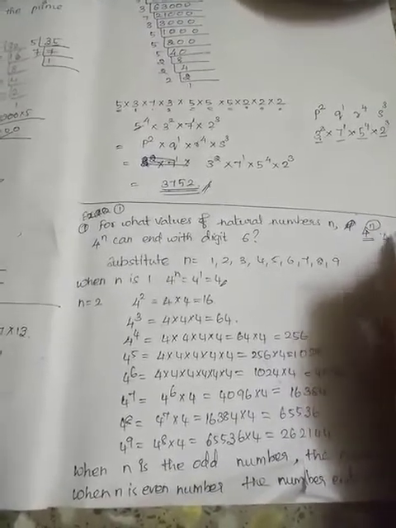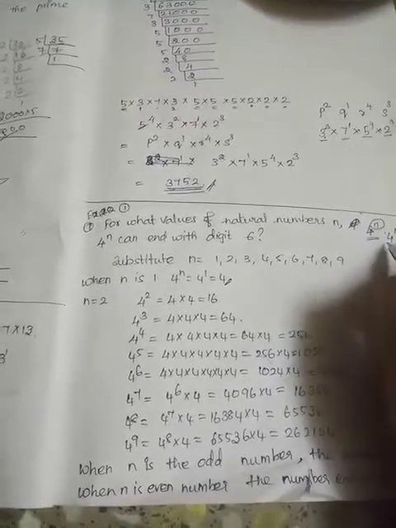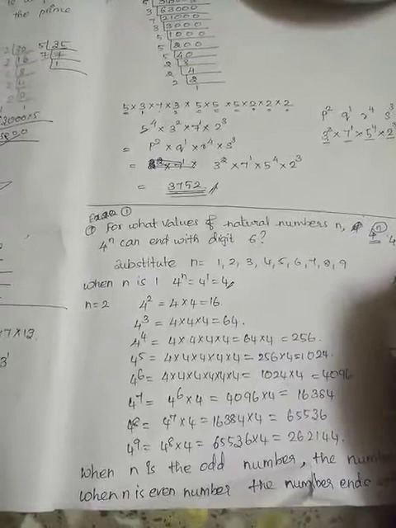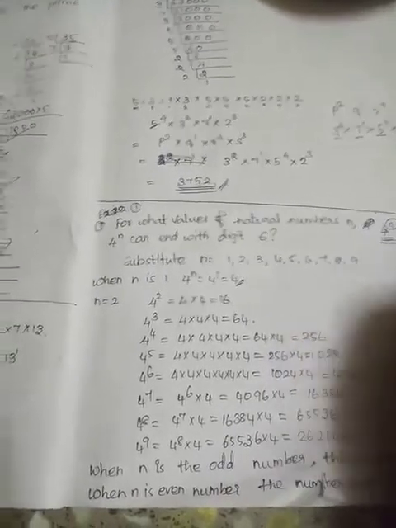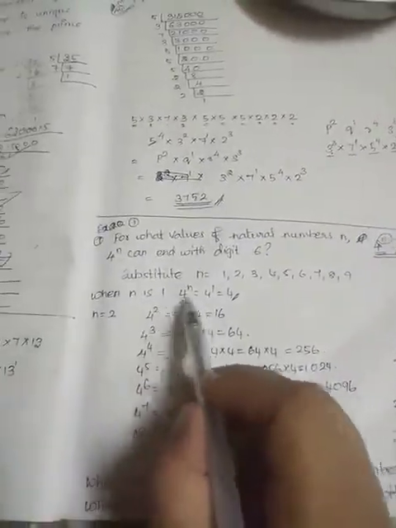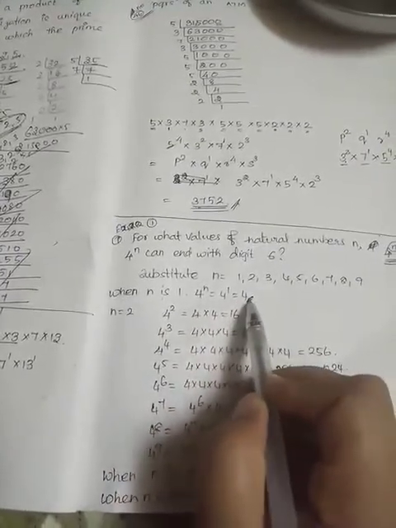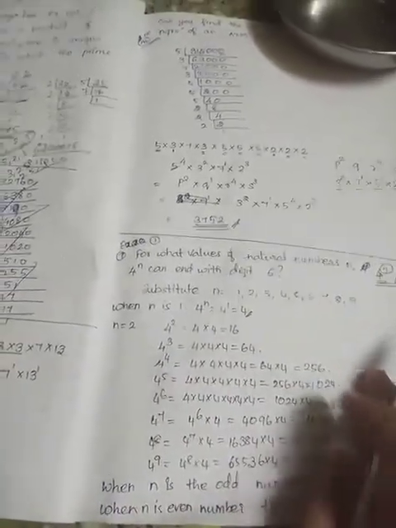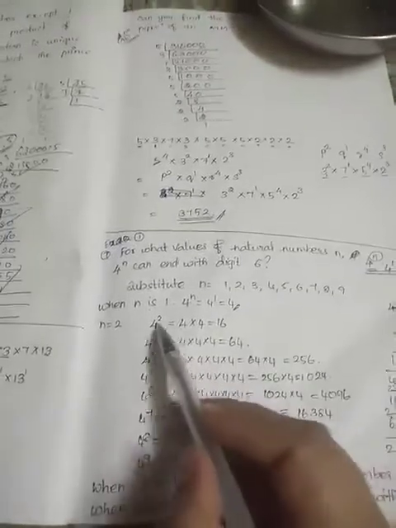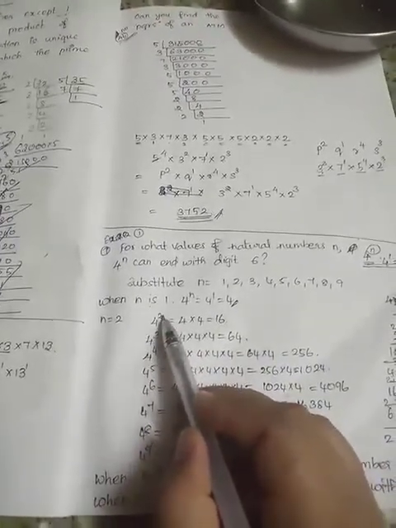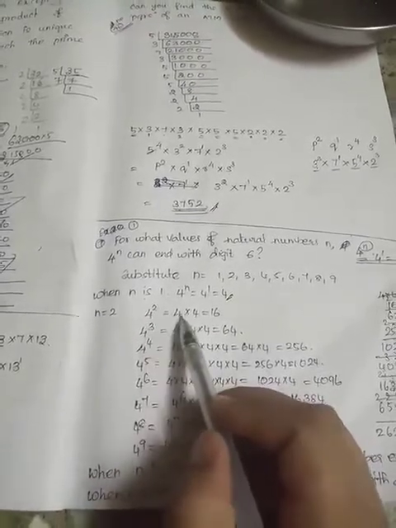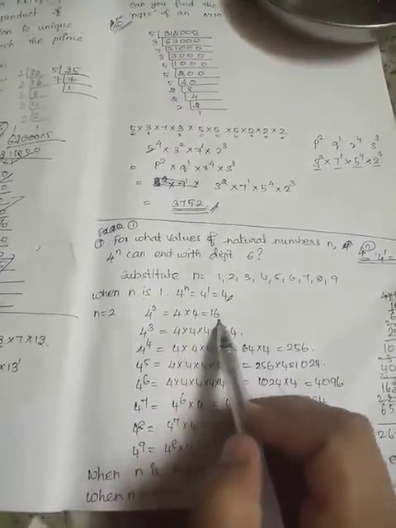When n is 1, 4 power 1 is 4, the same, so we need not take this. So we should substitute n is equal to 2, 3, 4, 5, 6, 7, 8; that only we should substitute. See, when we substitute 2, 4 power 2 means 4 into 4. So 4 fours are 16.